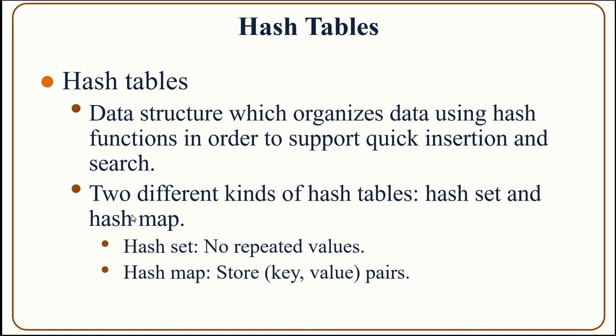A hash set is an implementation of the set data structure. It doesn't store repeated values. A hash map is an implementation of the map data structure. It stores key value pairs.